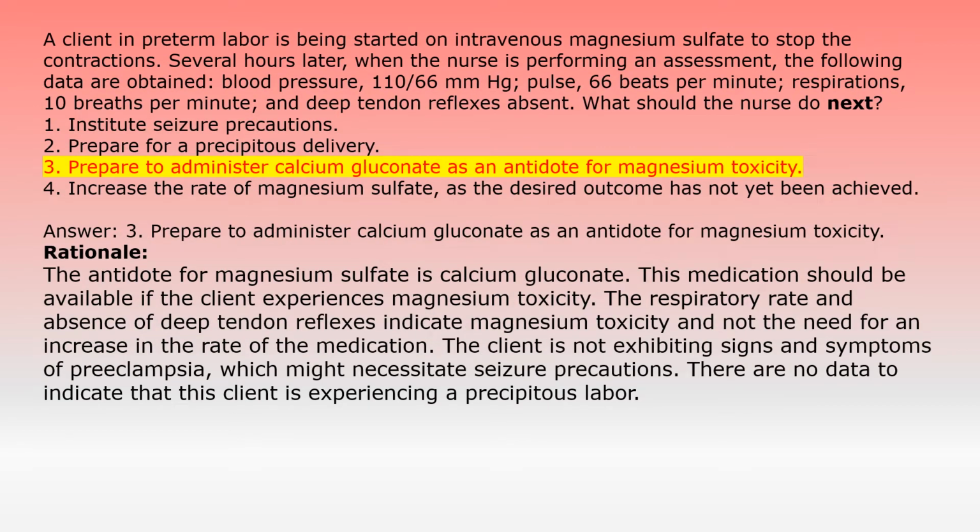Answer: 3. Prepare to administer calcium gluconate as an antidote for magnesium toxicity. Rationale: The antidote for magnesium sulfate is calcium gluconate. This medication should be available if the client experiences magnesium toxicity. The respiratory rate and absence of deep tendon reflexes indicate magnesium toxicity and not the need for an increase in the rate of the medication. The client is not exhibiting signs and symptoms of preeclampsia, which might necessitate seizure precautions. There are no data to indicate that this client is experiencing a precipitous labor.